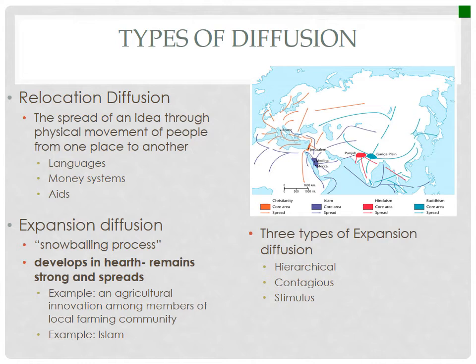Relocation diffusion is a type of diffusion that's when people actually move from one place to another and they bring the phenomenon with them. So it's again like the Amish moving from Europe over to the United States. That's how their culture spread. Expansion diffusion is more of a snowballing process where things develop in a hearth, they remain stronger, but then they spread. For example, culture, agriculture, religion, things like that. So if you go take your culture and you conquer somebody, then that culture spreads. And there are 3 types of expansion diffusion: hierarchical, contagious, and stimulus.